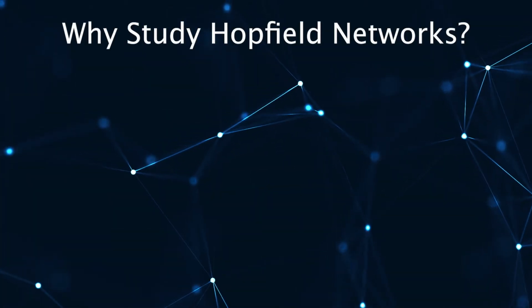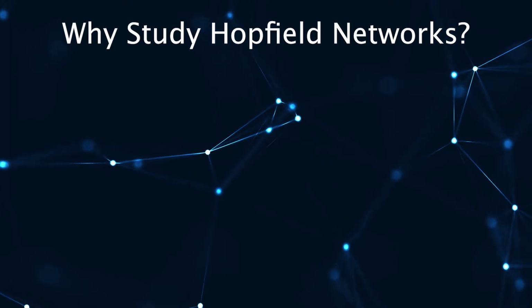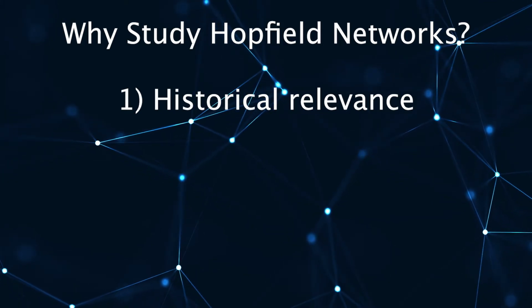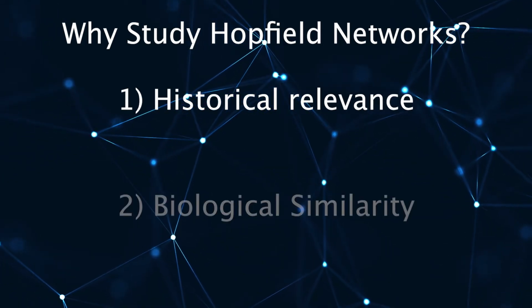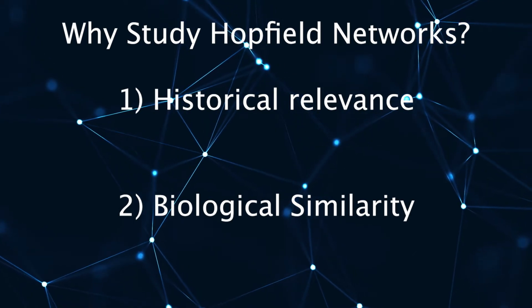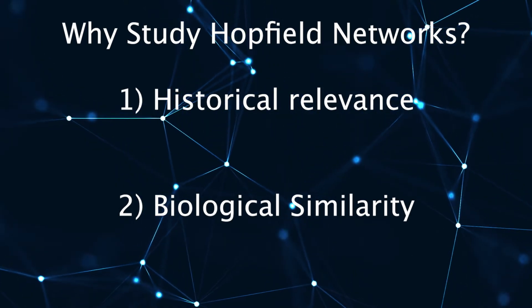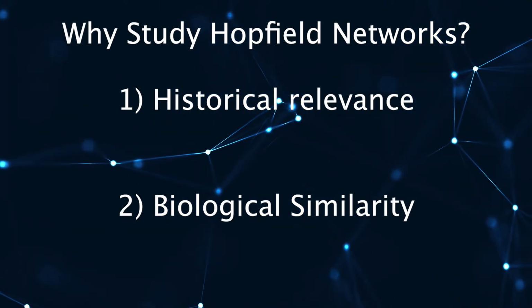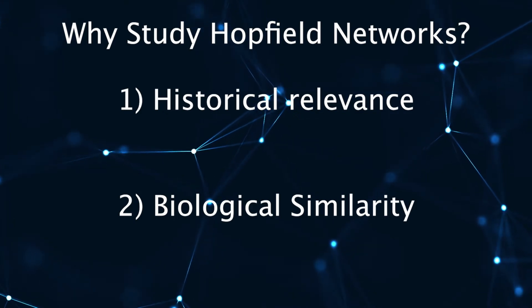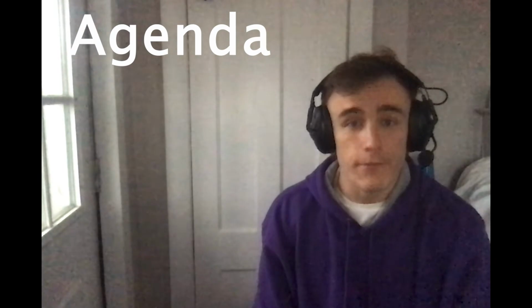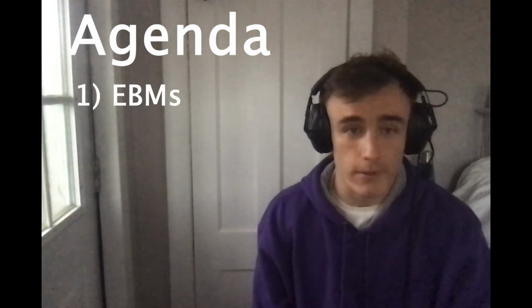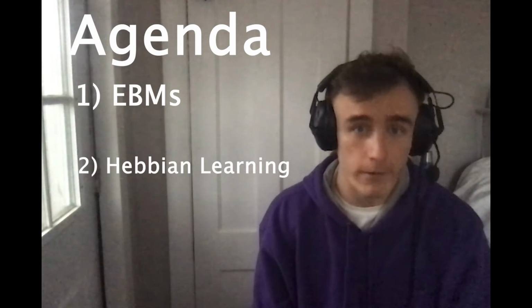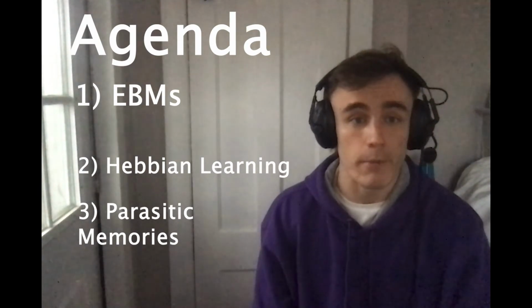Hopfield networks are one of the oldest recurrent neural network designs, yet remain relevant, one, because of their historical relevance in unsupervised learning, particularly the development of the Boltzmann machine, and two, because of their similarity with biological systems, most notably the ability to act as a content addressable memory system and also its use of a local learning rule. In this video, I'll be explaining what an energy-based model is, how a Hopfield network uses a Hebbian learning rule to minimize its energy for stored patterns, and introduce the challenge of avoiding parasitic memories.